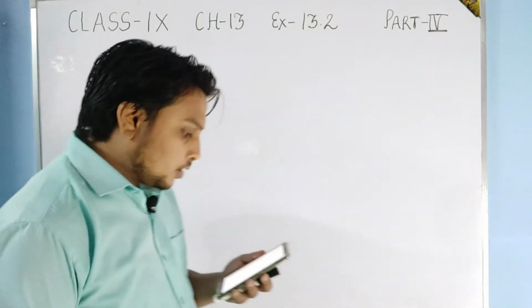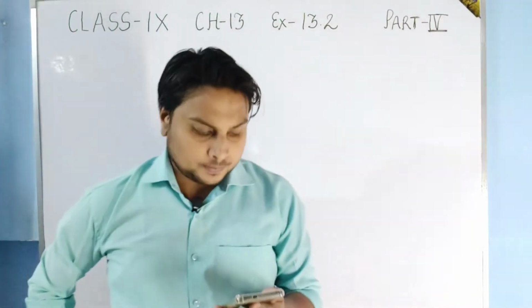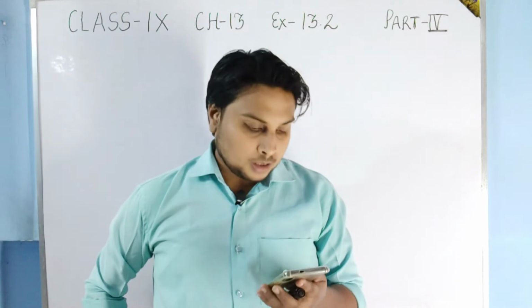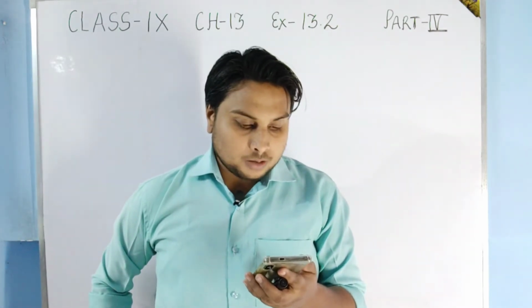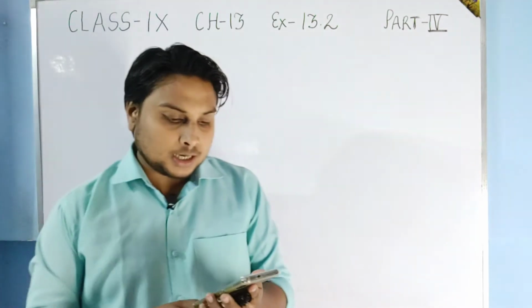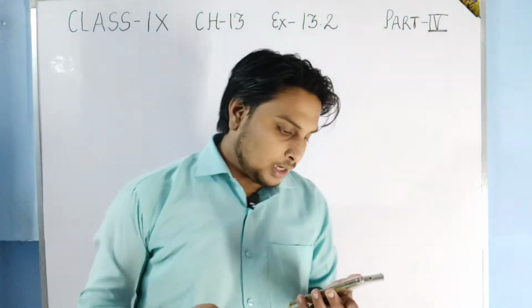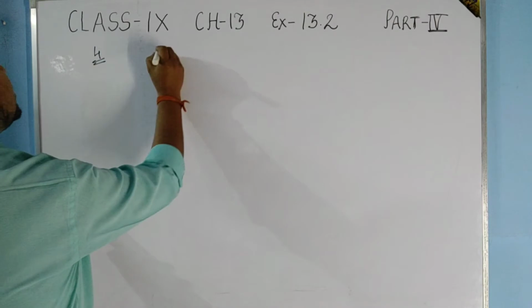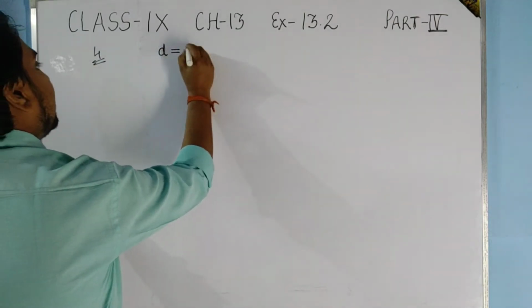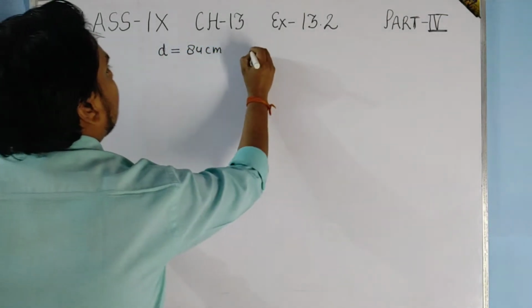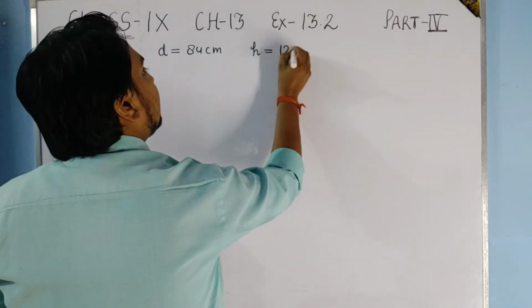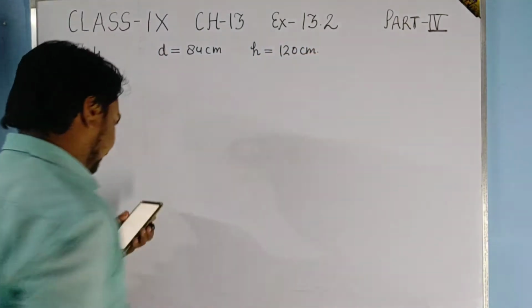Now students, coming to question number 4. Okay, question 4 is what? The diameter of a roller is 84 centimeter and its length is 120 centimeter. Okay, so diameter is given 84 centimeter and length you can write it as height. Okay, it is given 120 centimeter.